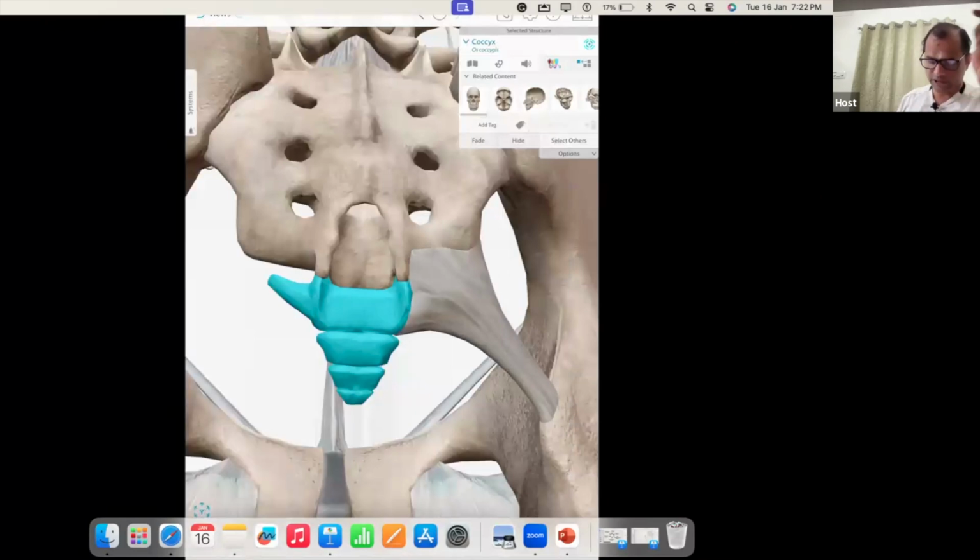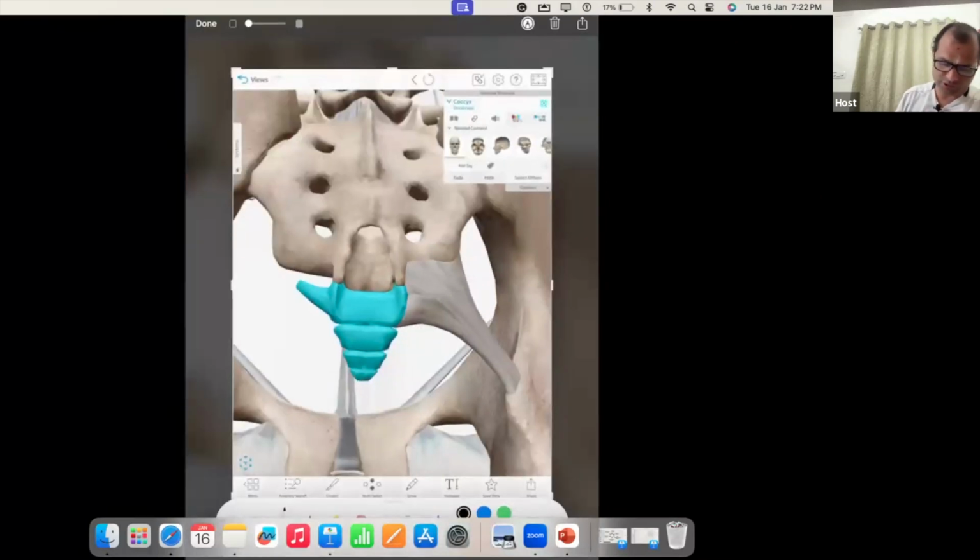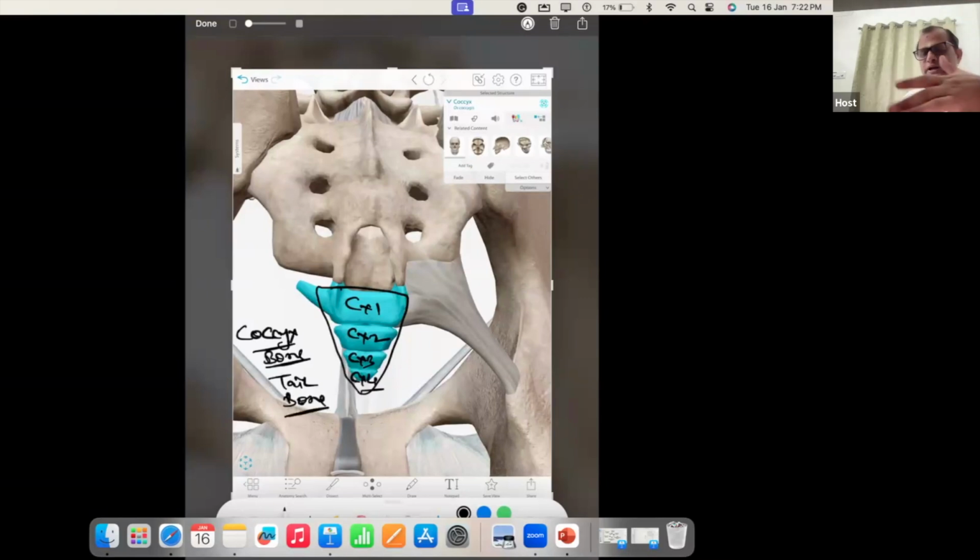So this is the tailbone or the coccygeal bone, the coccyx. So coccyx 1, coccyx 2, coccyx 3 and coccyx 4. The 4 vertebrae got fused and became one bone. So this is called the coccyx bone or the tailbone. So this is the entire spine.